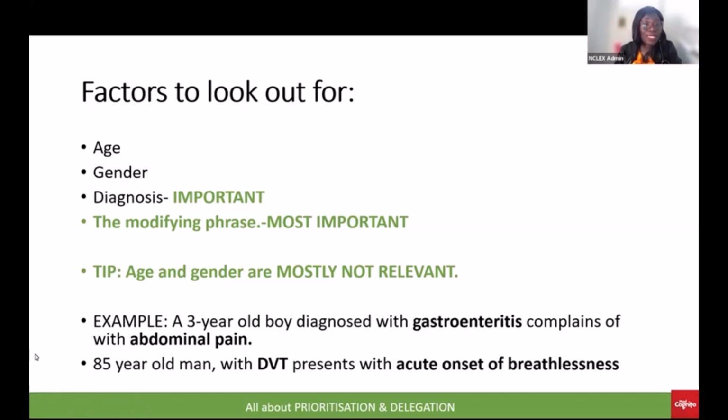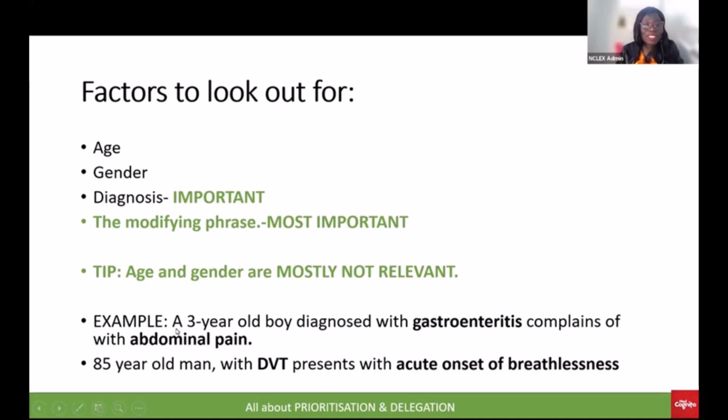We have two clients. One is a 3-year-old boy diagnosed with gastroenteritis, and that boy is complaining of abdominal pain. The next is an 85-year-old man with deep vein thrombosis, that is the diagnosis. And that man is presenting with acute onset breathlessness. He can hardly breathe. He cannot even complete sentences. So which of these clients are you going to prioritize?